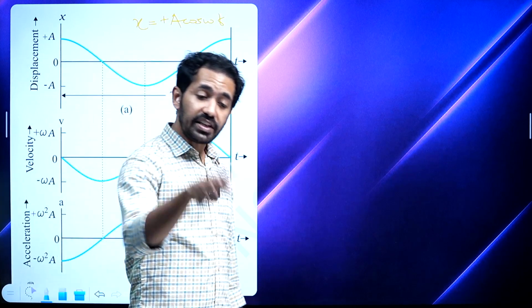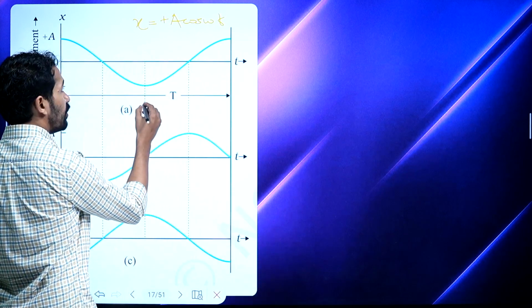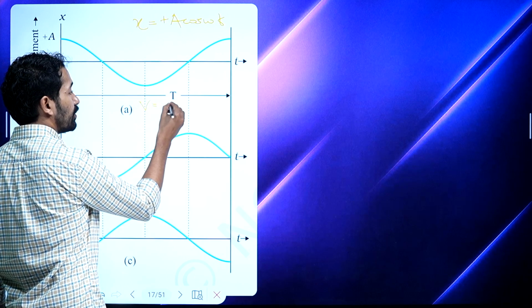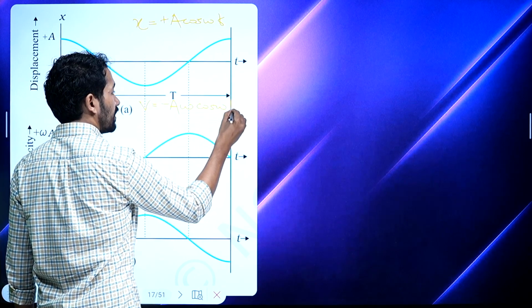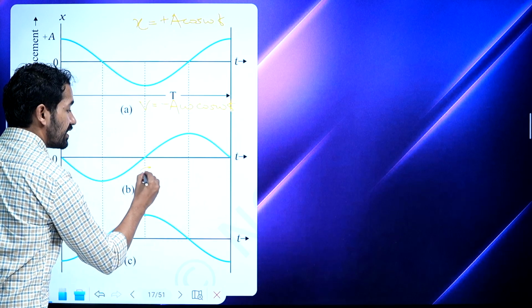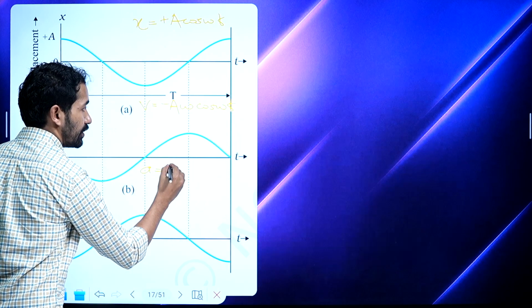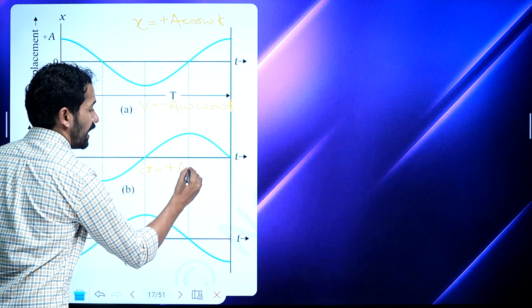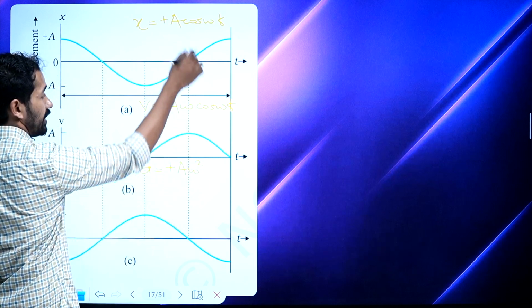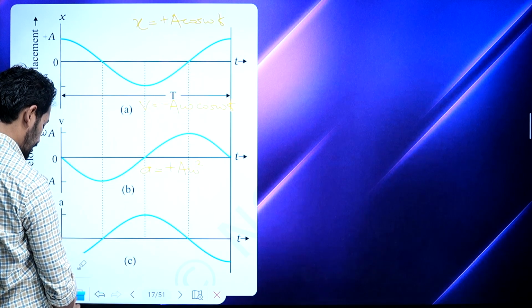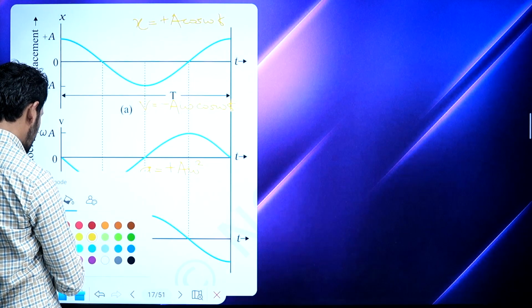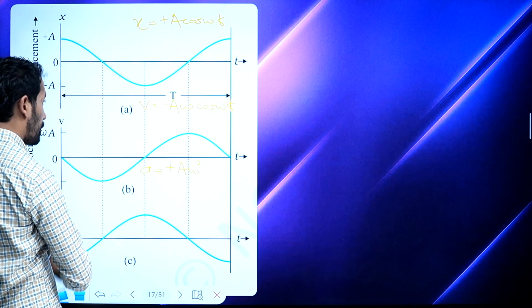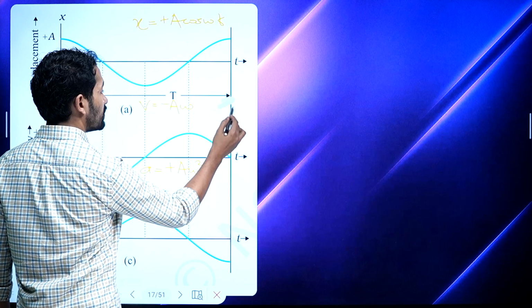What is the velocity time equation of this graph? The velocity time equation is v is equal to minus a omega sin omega t. What was the acceleration time equation? Acceleration is equal to minus a omega square cos omega t. Sorry, here cos will become sine in the second equation. Instead of cos, it will be sine here.